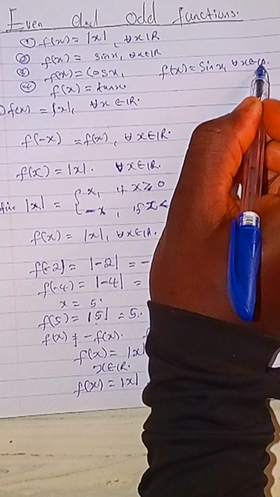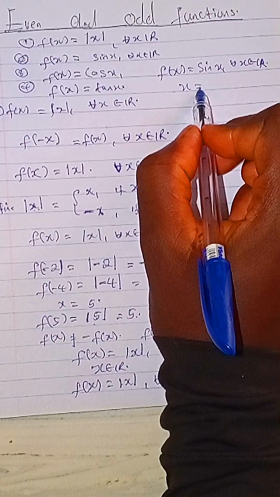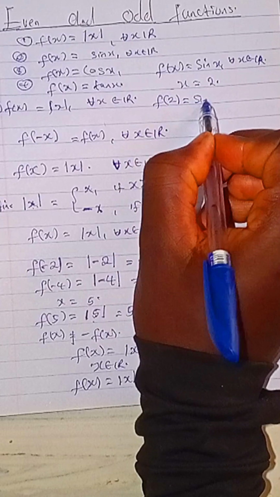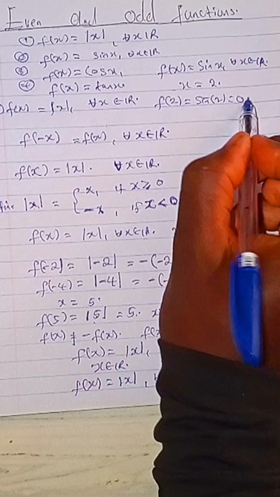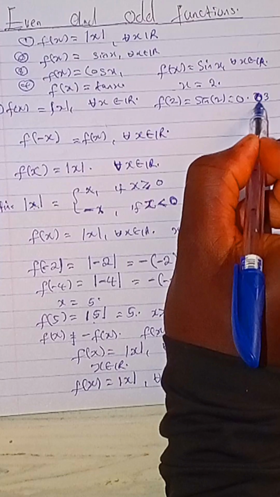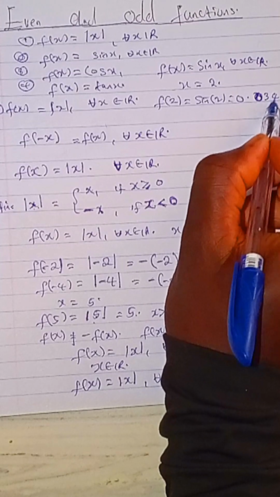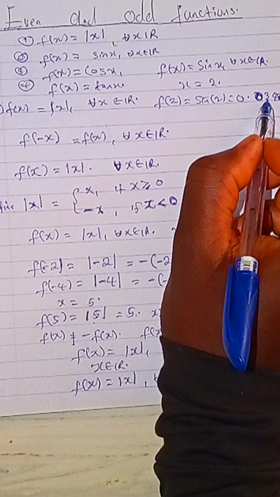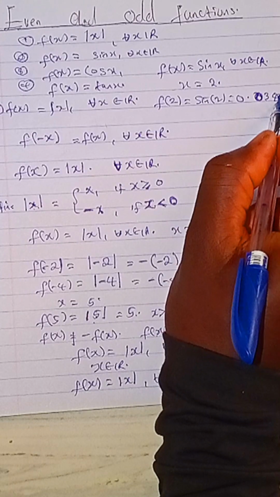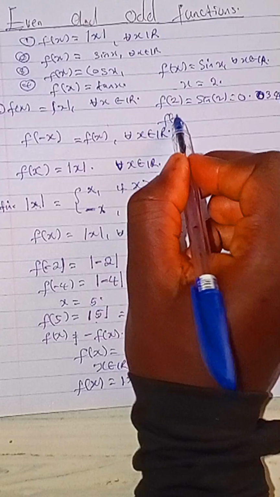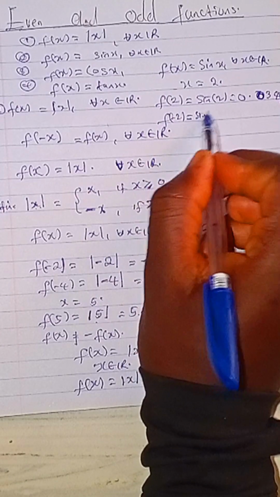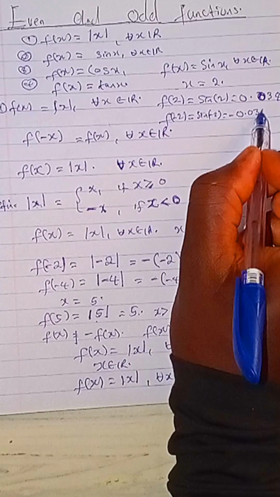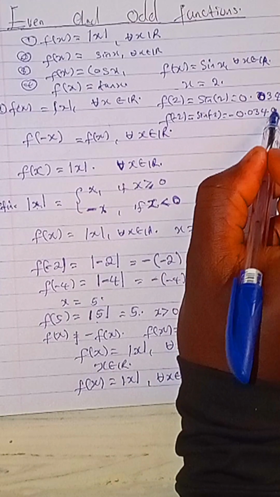So another example, if f of x is equal to sin x for all x in R, pick any value from real numbers. Let x be equal to 2. What is f of 2? f of 2 is sine of 2, which is approximately 0.03489. What is f of minus 2? f of minus 2 is sine of minus 2, which is going to be minus 0.03489.